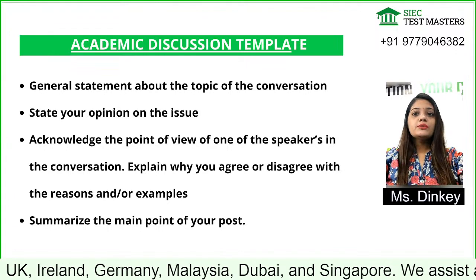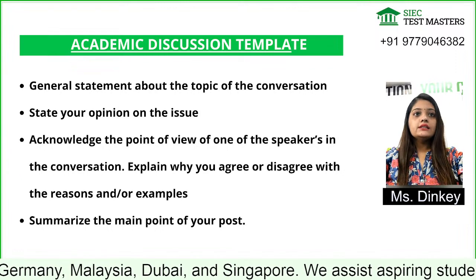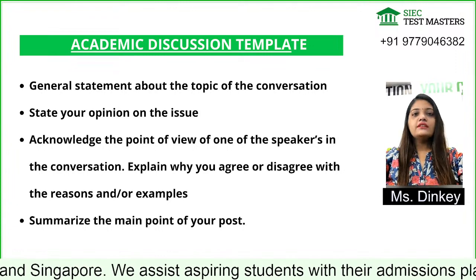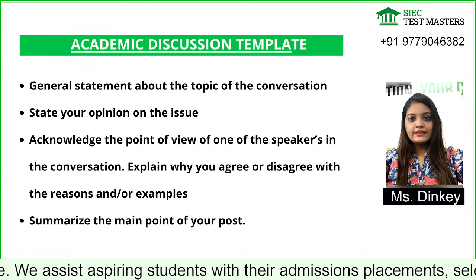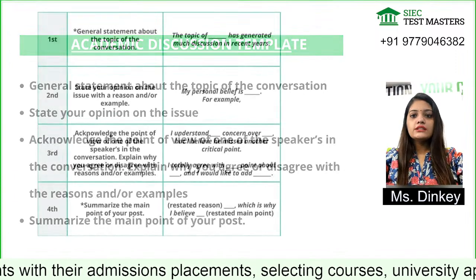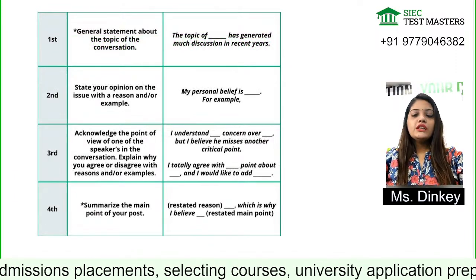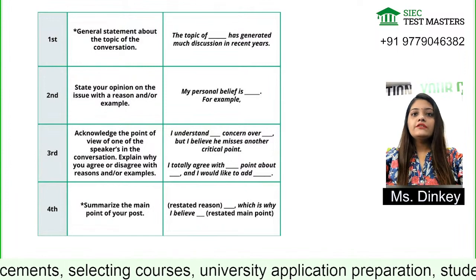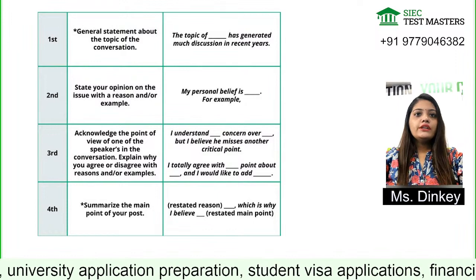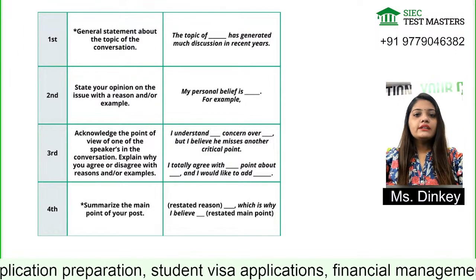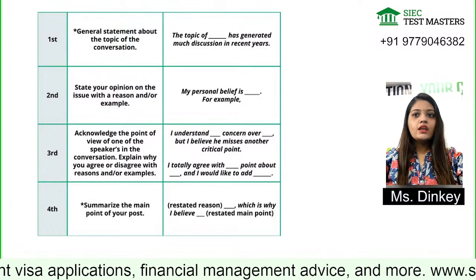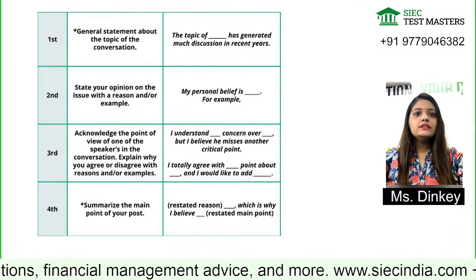So next, moving to our next slide, that is which lines we can use. Suppose for giving the general statement, we can use the line that is, the topic of this has generated much discussion in recent years. For giving the opinion, we can use that my personal belief is this, or then we can give the example for the same. For acknowledging the point, there are certain examples that have been provided, and for summarizing also, there is a specific line that the students can refer to. So moving to our next slide.